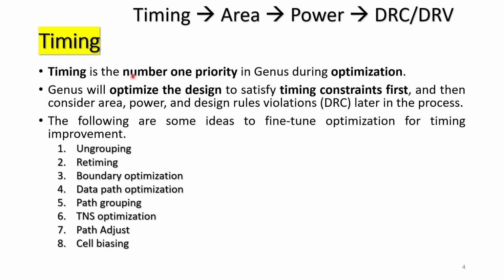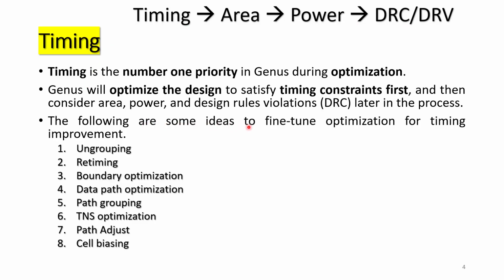Now let us see what is meant by timing. Timing is the number one priority in Genus during optimization. As I told you already, Genus will focus mainly on timing. Genus will optimize the design to satisfy timing constraints first and then consider area, power, and DRC later in this process. So here I have included the hierarchy. First it will focus on timing, after that area, power, and next DRC.